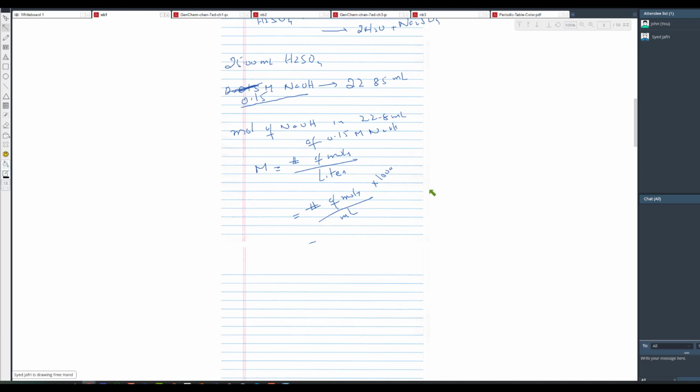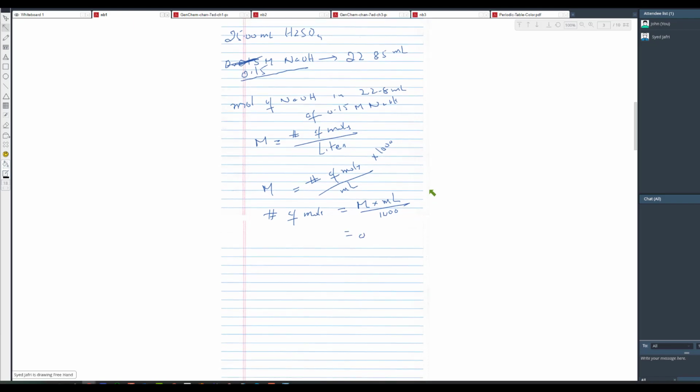Because we already have 22.85 ml, and the molarity is 0.15 molar. I have to find the number of moles. What will be the formula? M is the molarity, rearrange it. Number of moles is equal to molarity times milliliters divided by 1000. Or you can directly use liters and eliminate the 1000 from the denominator. So I'm taking the molarity 0.15 times 22.85 ml, divided by 1000. This 1000 converts the milliliter into liter, because I'm using the milliliter directly.